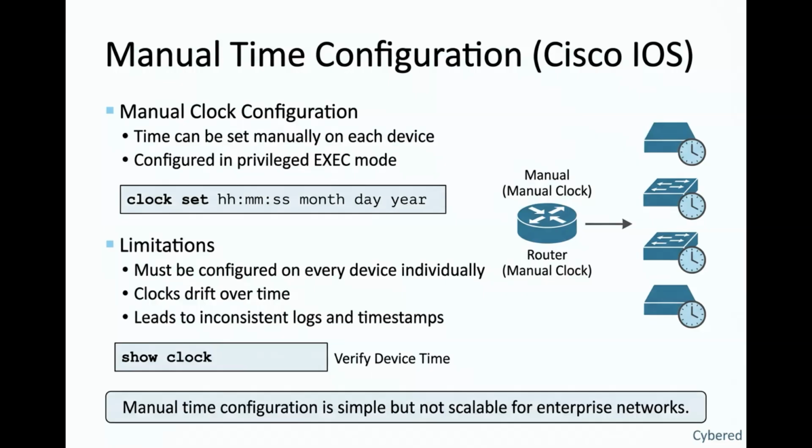Manual configuration uses the following command in privileged mode: clock set, hour, minutes, seconds, month, day, year. While this method works, it is not practical for large networks because each device must be configured individually and clocks can drift over time. This can lead to inaccurate logs and inconsistent timestamps between devices. To check the current time on a Cisco device, use show clock.